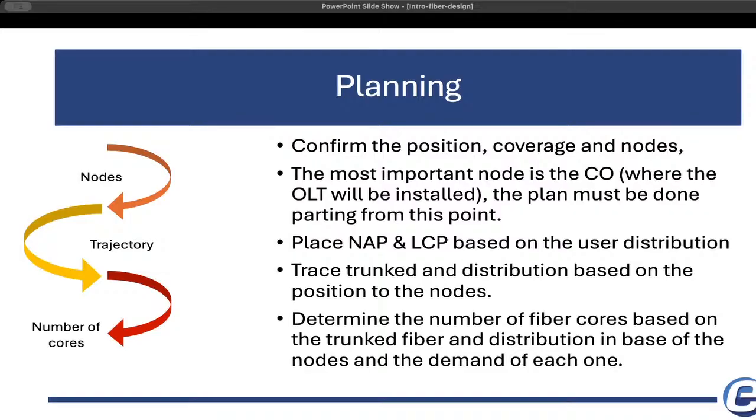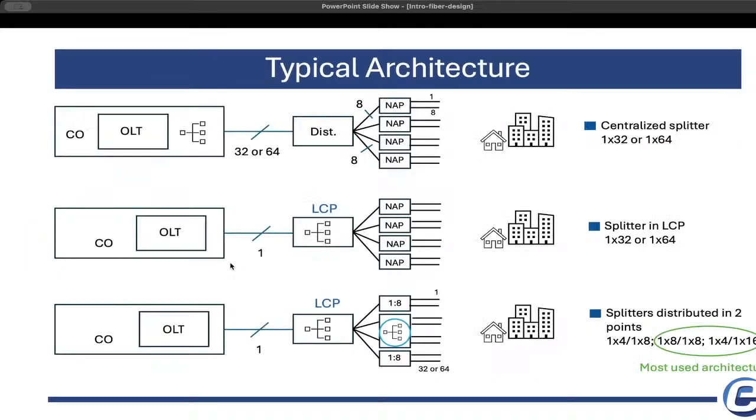The number of fiber cores is based on the trunk fiber and distribution based on the nodes and the demands for each one. So you can see we have the node, trajectory, and the number of cores. So this is how we look into it.